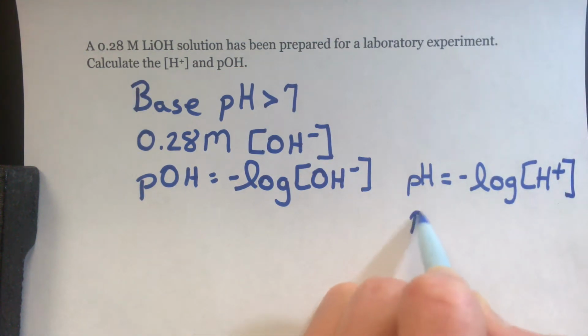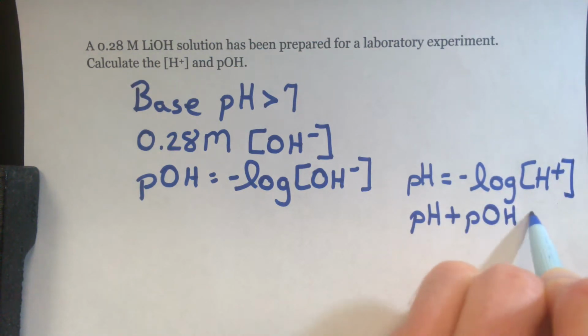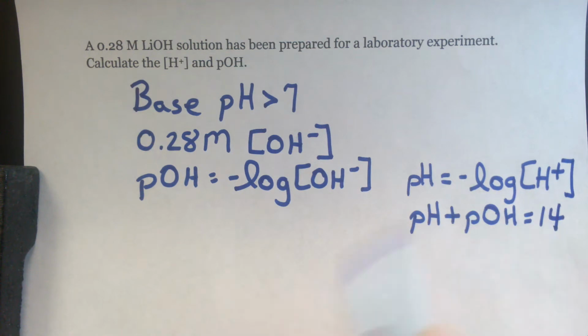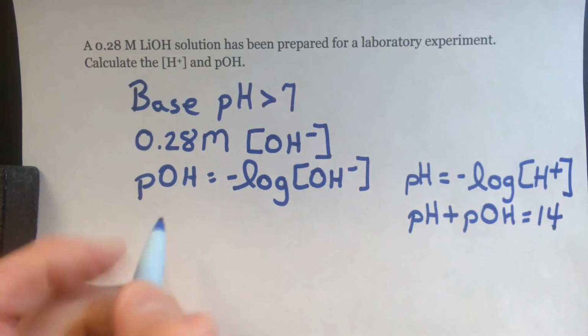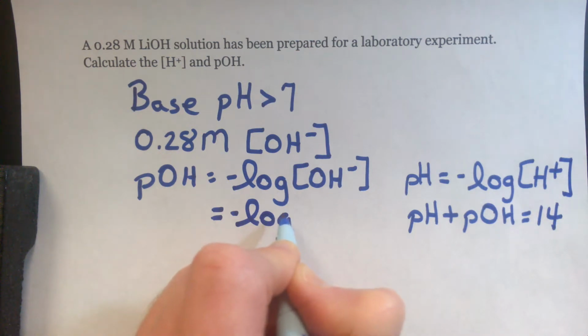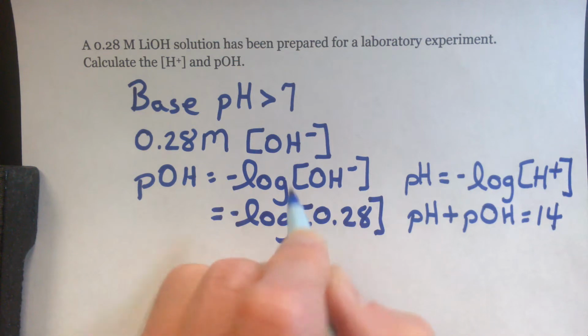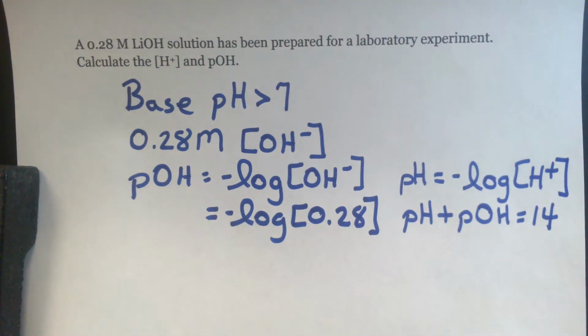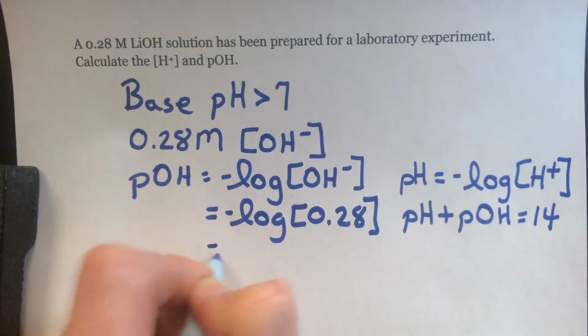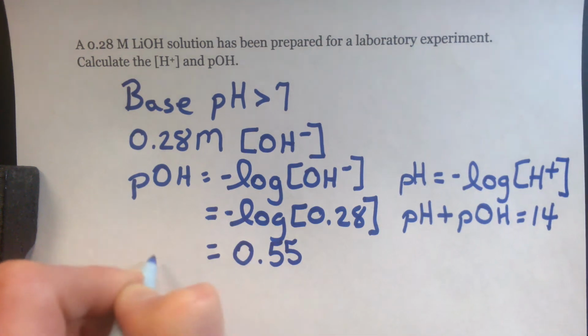And together we know that pH plus pOH is equal to 14. So for our pOH we have negative log of 0.28. So we calculate it, and we get a pOH value of 0.55.